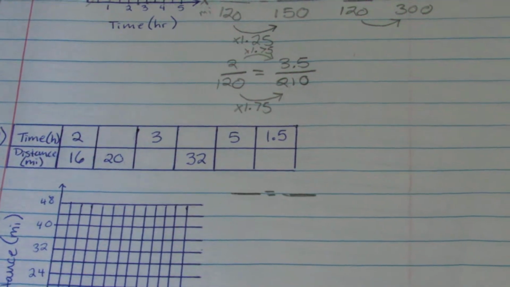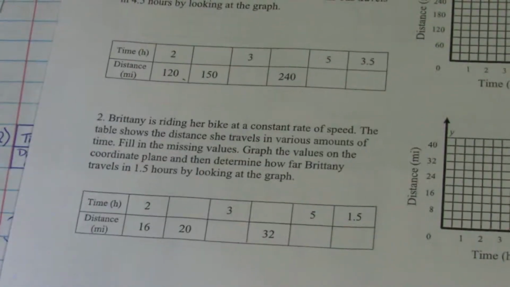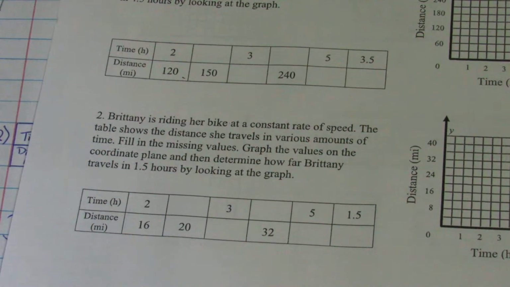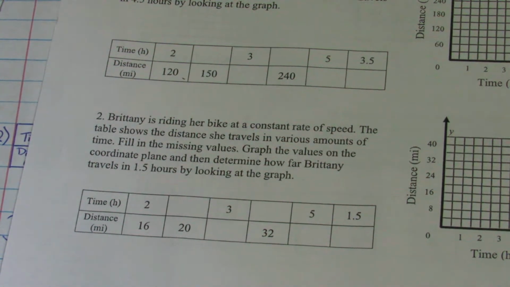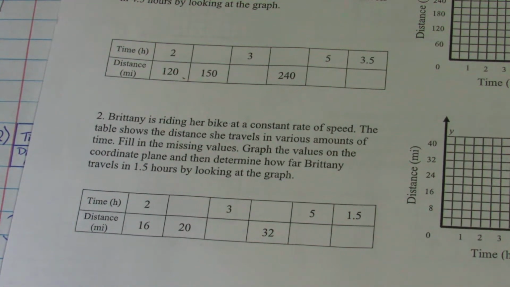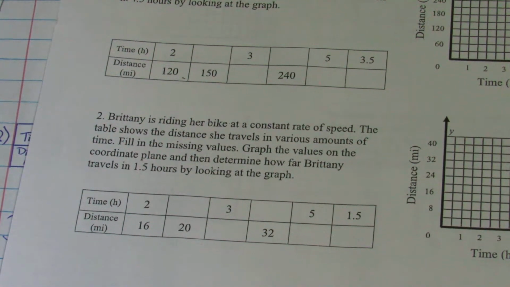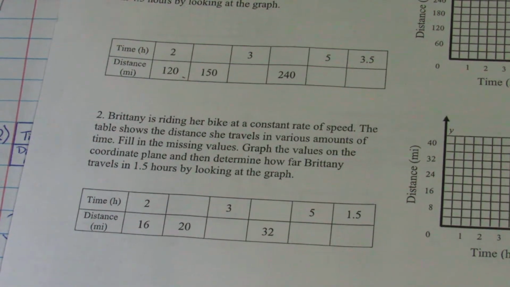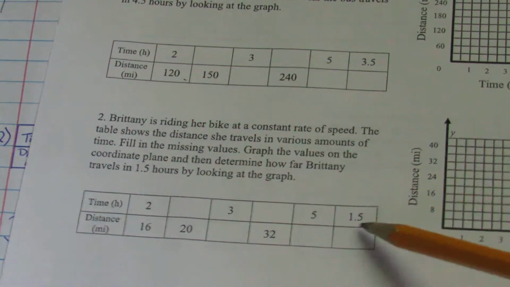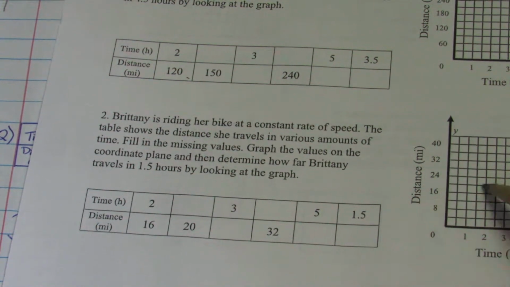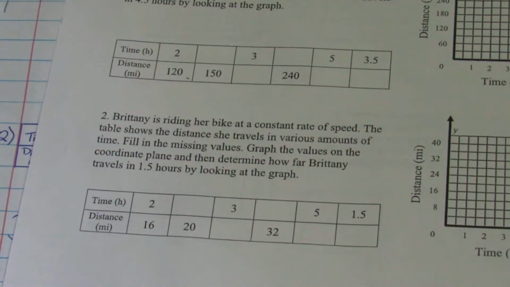So before we continue, let me go ahead and read the question. It says, Brittany is riding her bike at a constant rate of speed. The table shows the distance she travels in various amounts of time. Fill in the missing values. Graph the values on the coordinate plane and then determine how far Brittany travels in 1.5 hours by looking at the graph. Now, we're not even going to solve for it. We're going to look at the graph to see how far she travels, and then we'll check ourselves, okay? So let's look.